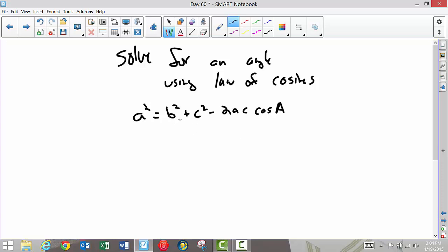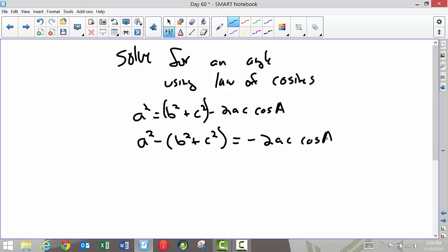I know I'm going to add these two up and then subtract them. So I'm going to put these in parentheses. So it's going to be a squared minus whatever the sum of b squared plus c squared is, and that will equal negative 2ac cosine A. So I need to divide by negative 2ac. All this divided by negative 2ac.